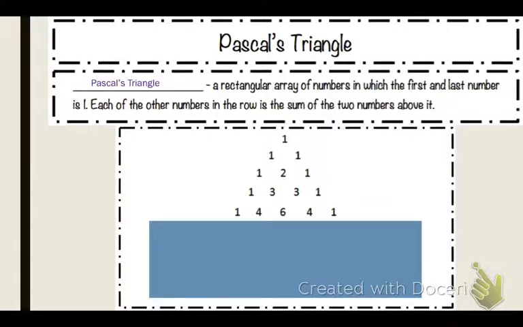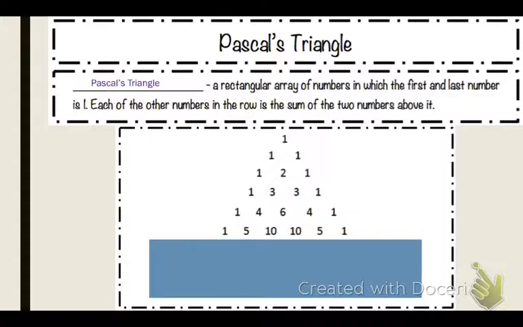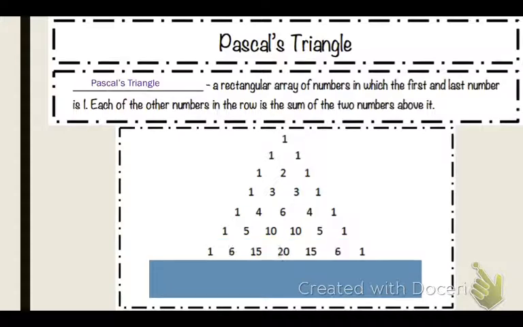Go to the next row. It's 1. 1 plus 3 is 4. 3 plus 3 is 6. 3 plus 1 is 4. And then 1 on the outside. And you keep going. 1. 1 plus 4 is 5. 4 plus 6 is 10. 6 plus 4 is 10. 4 plus 1 is 5. And then 1.